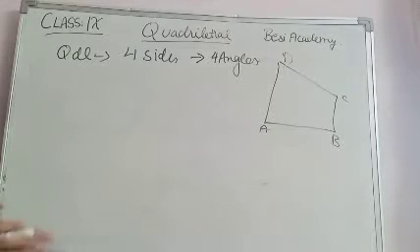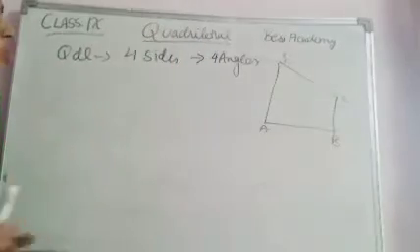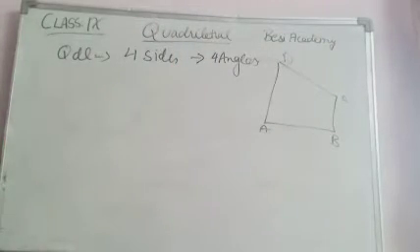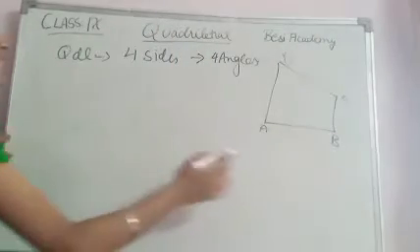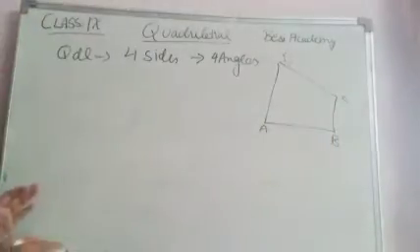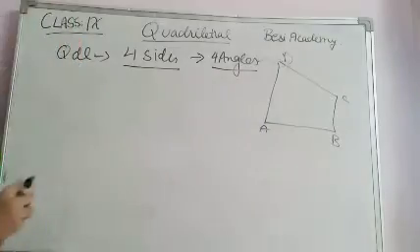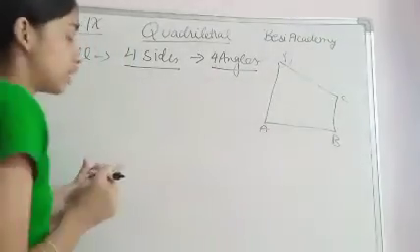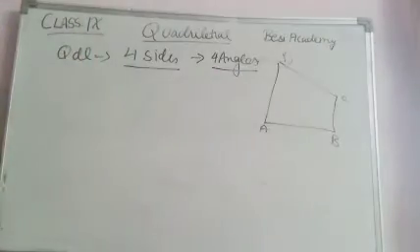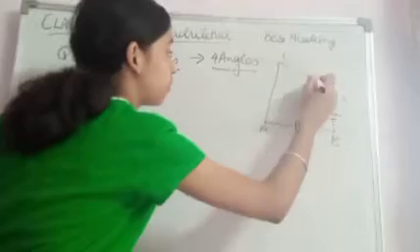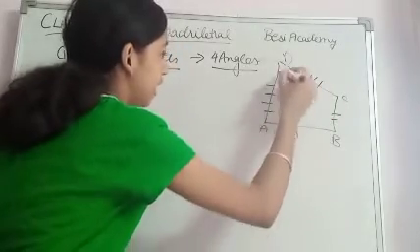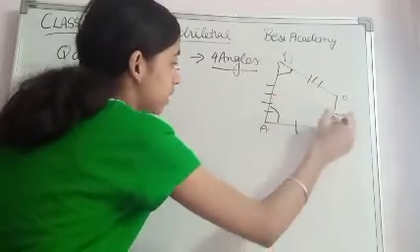Today we will do Maths Class 9 Chapter Quadrilateral. It's a very easy and interesting chapter. A quadrilateral is a shape of four sides, it has four sides and four angles. The four sides are AB, BC, CD and DA. A quadrilateral has four sides, as these are the four sides of the quadrilateral. It has four angles.